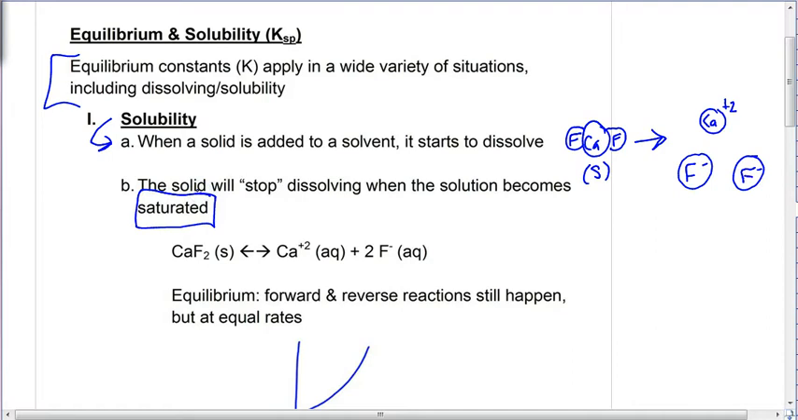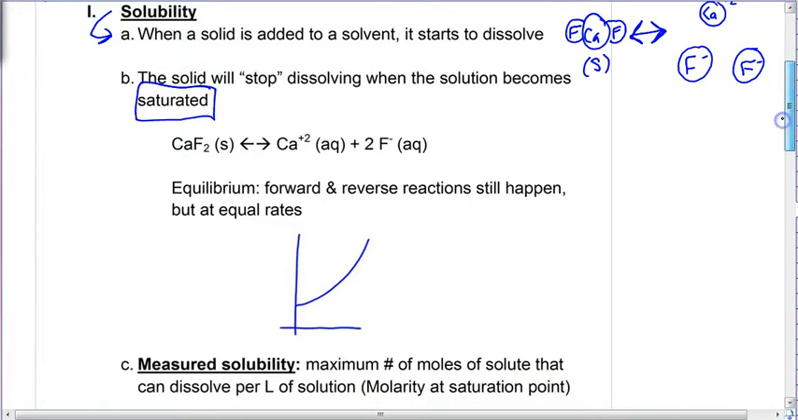But in any situation where you have something dissolving, it is actually at equilibrium. We didn't talk about that when we learned about solubility, but it actually does apply. Eventually, the amount of calcium fluoride that is turning into calcium and fluorine ions will equal the amount of ions that are recombining to make calcium fluoride. Remember, equilibrium doesn't mean equal amounts. It means that you have the forward and reverse reactions happening at equal rates. Now, let's talk about how this applies to solubility.